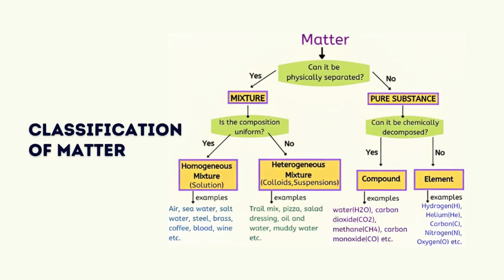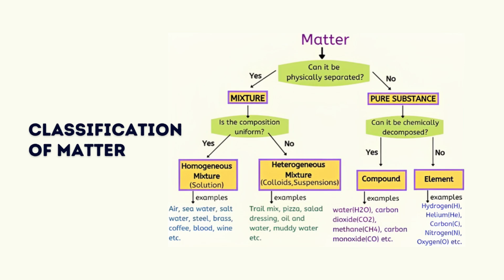On this slide, you can see how one can classify matter. Here, the classification of matter can be determined through a flow chart, which includes multiple stages. The first stage asks whether the matter can be physically separated or not. If the answer is yes, then it is classified as a mixture. If the answer is no, then it is classified as a pure substance.